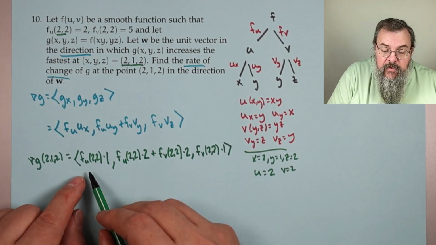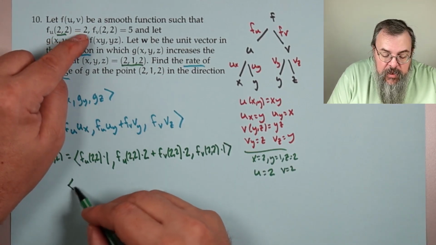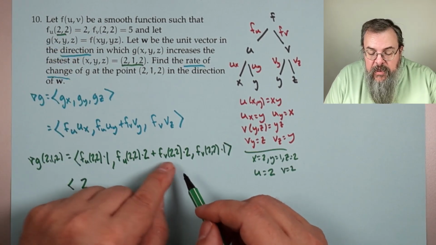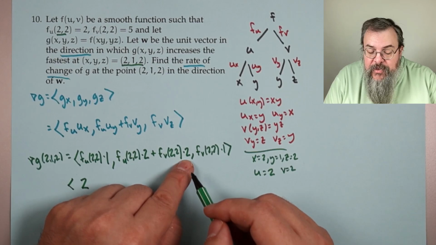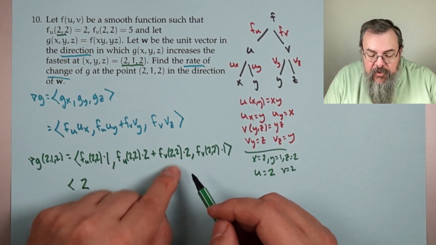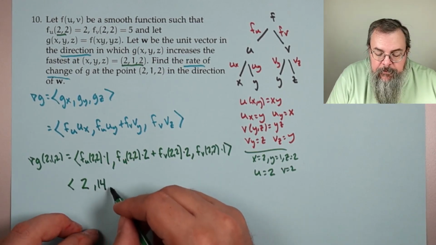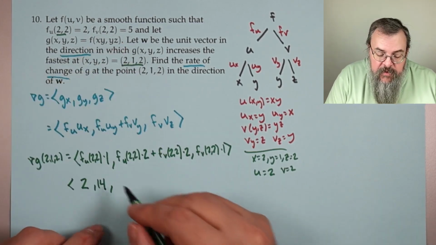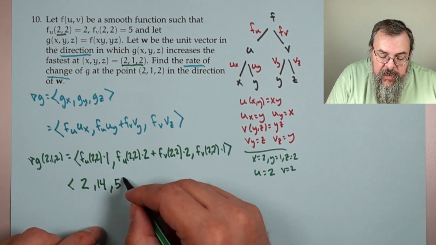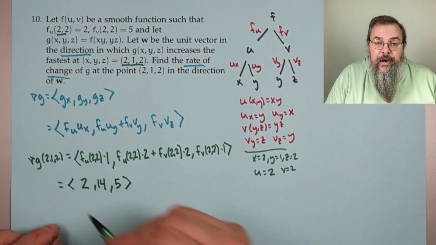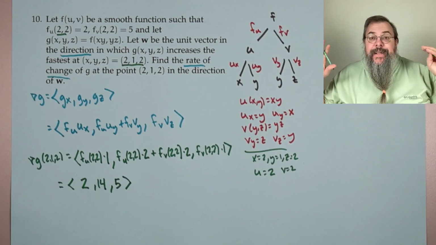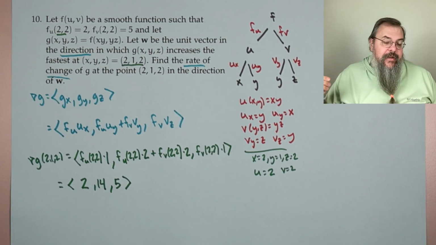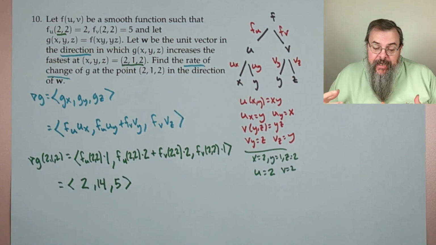But we know these values. So f sub u is 2, so we get 2 times 1, which is 2. Then we have 2 times 2, which is 4. And here we have 5 times 2, which is 10. So you have 4 plus 10, 14. Then we have f sub v at 2, 2, which is 5. So 2, 14, 5. All right, so there's our gradient of g. That's the hard part.